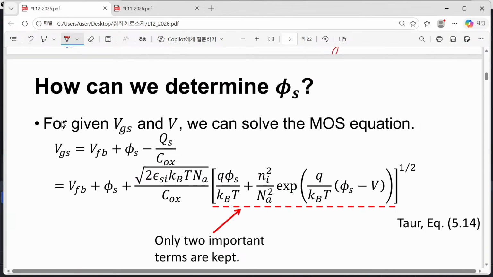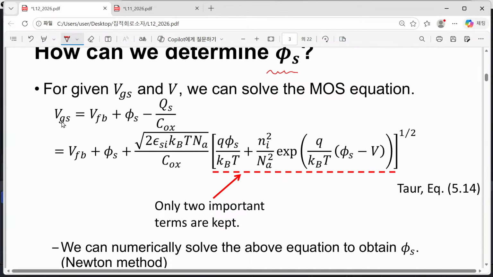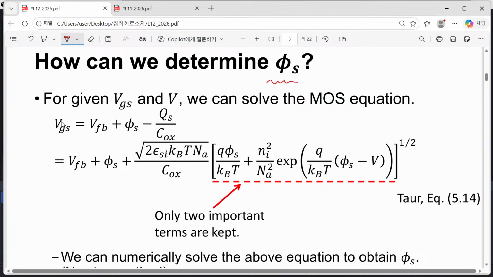So you can see the question: how can we determine phi s, the surface potential? But fortunately, quite fortunately, we know the exact expression for our surface potential for a MOS capacitor. Of course, this is exact only for a capacitor, not for a transistor, which has x-directional and y-directional variation. But how can we apply this expression to our transistor case?